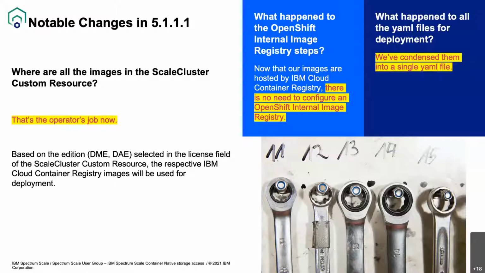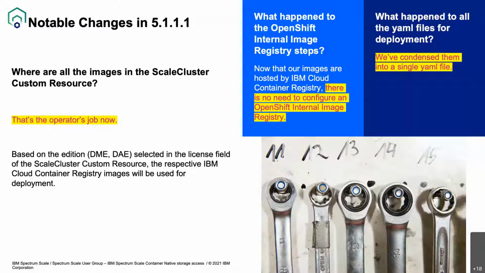Just to bring it home with our more notable changes for 5.1.1, if you had previous experience with our previous releases, the first thing I'm going to point at is what happened to the OpenShift internal image registry steps. Like I had mentioned, now that we're hosted by IBM Cloud Container Registry, there's no need for you to configure this internal image registry anymore. So that takes away 10 to 15 minutes at least to configure that. So don't be alarmed when those steps are gone.